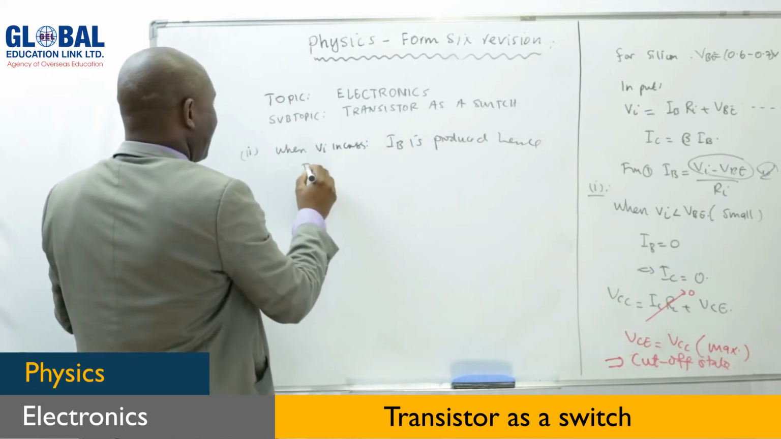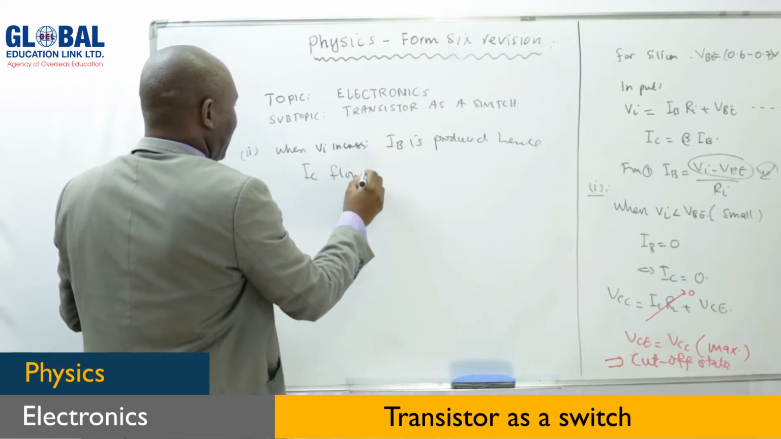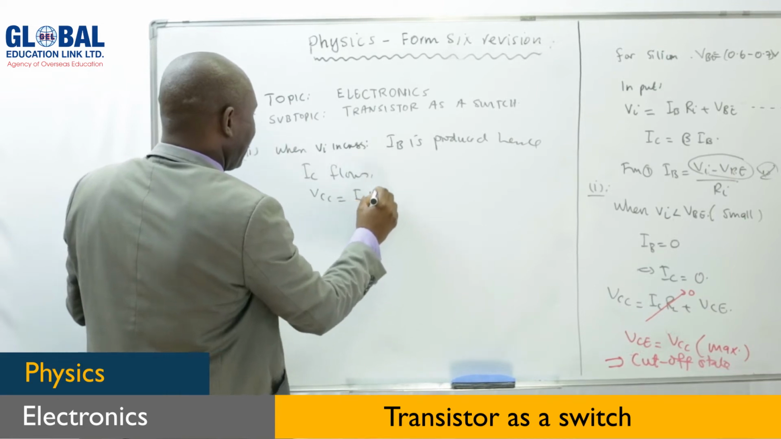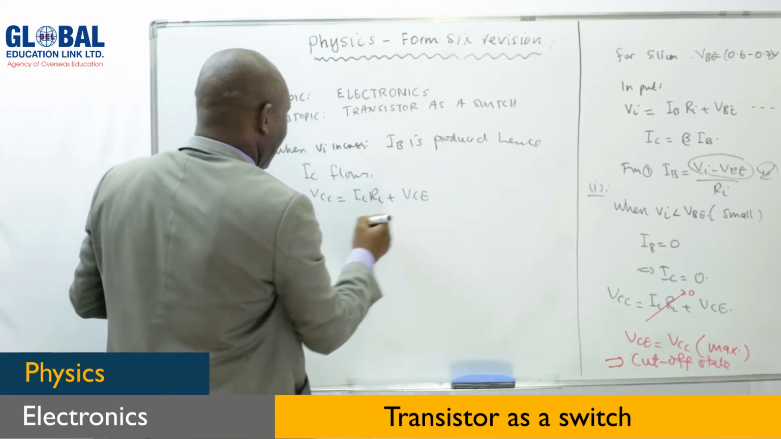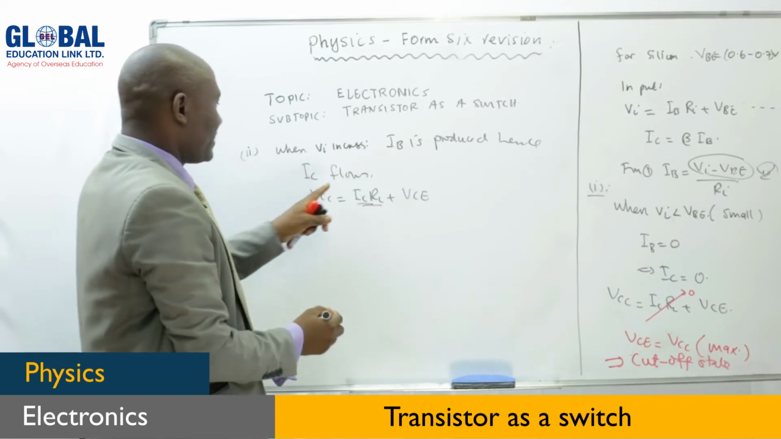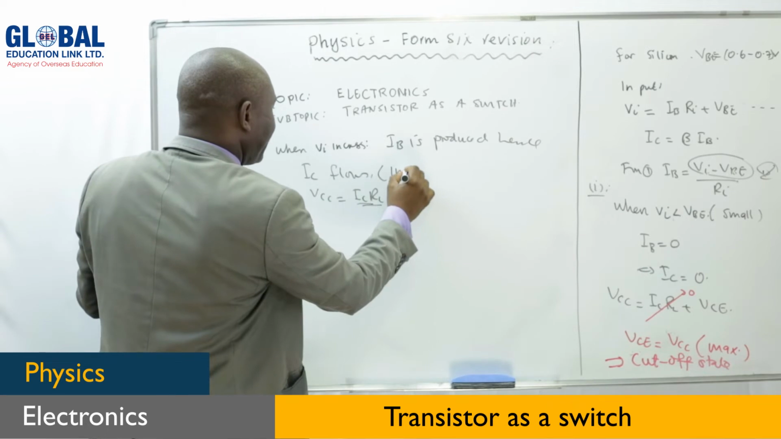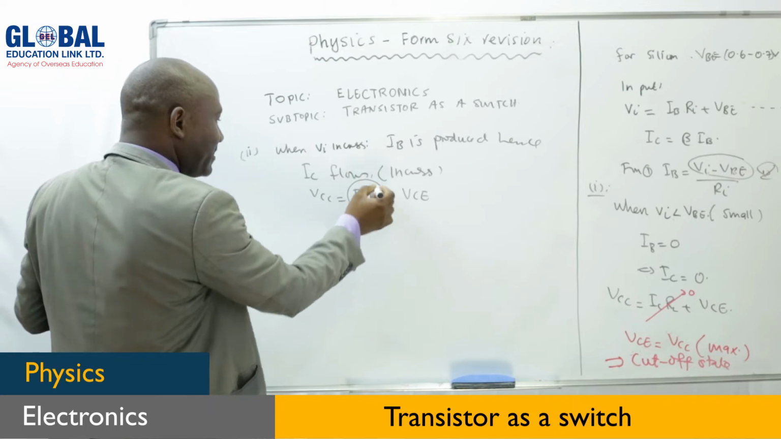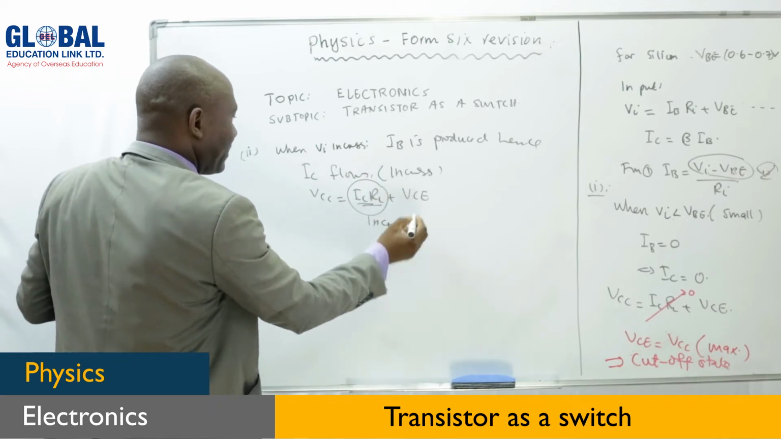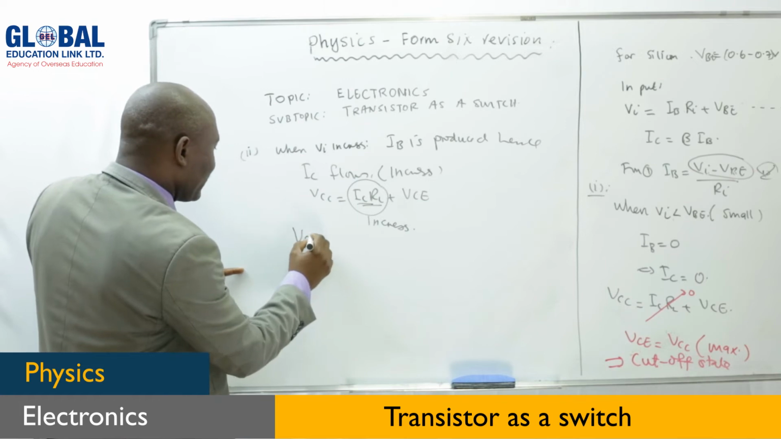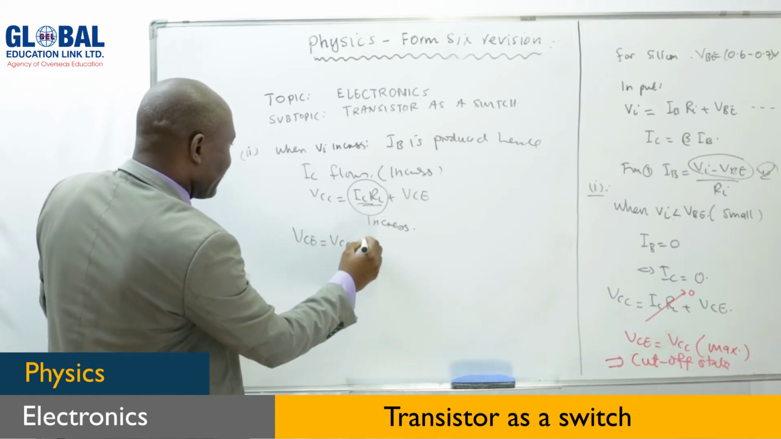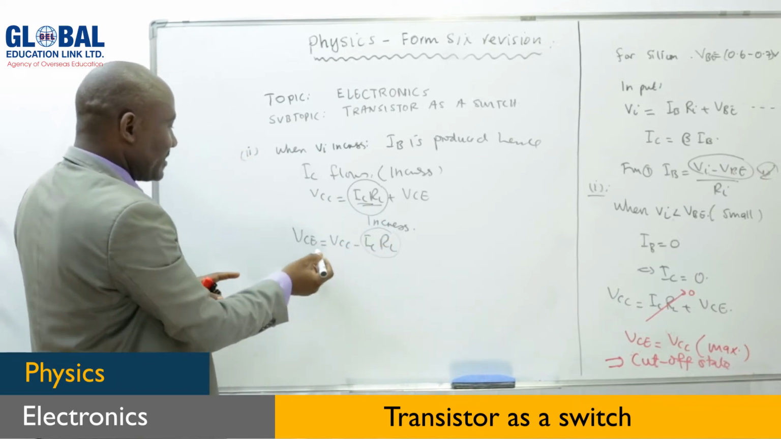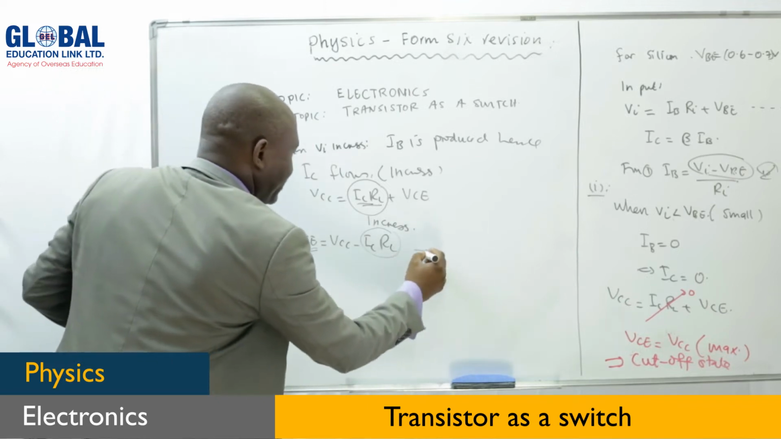Hence, IC flows. And from the output circuit, we have VCC equals IC RL plus VCE. Since this current flows, the current starts increasing. When the current increases, the voltage across the load also increases. So the output voltage equals VCC minus IC RL. What happens? If this voltage increases, it means that the VCE reduces.